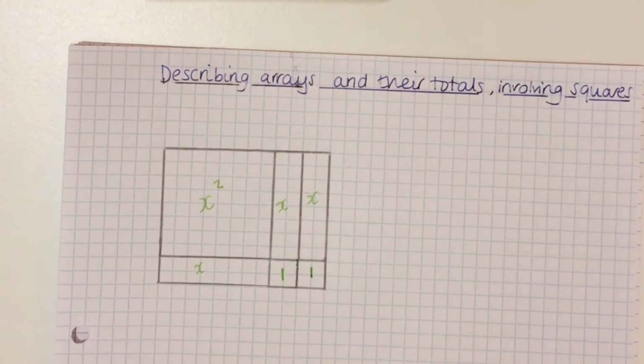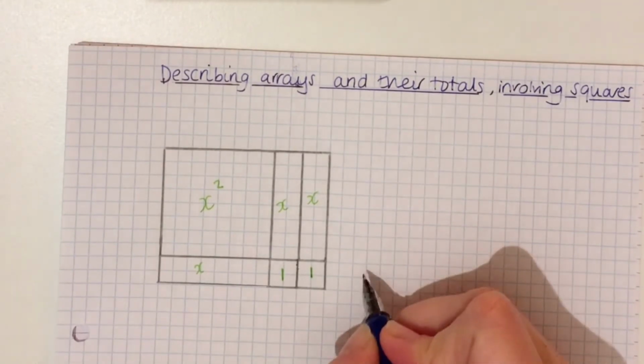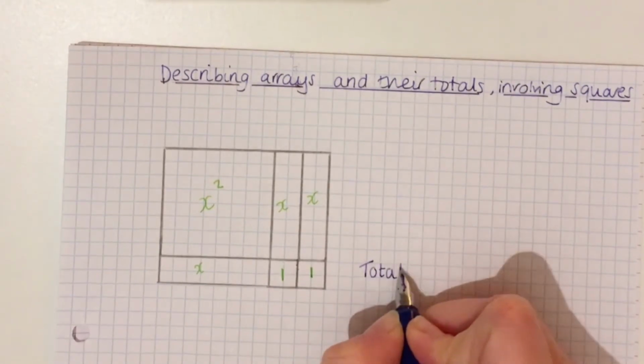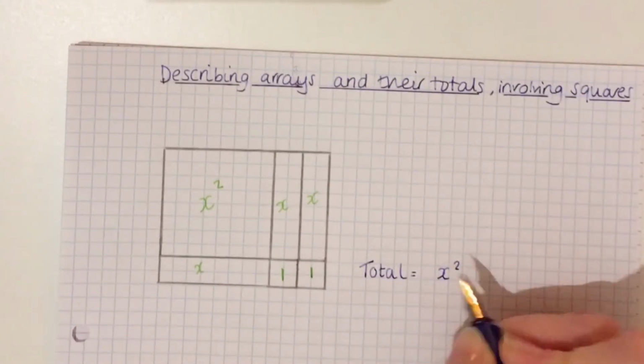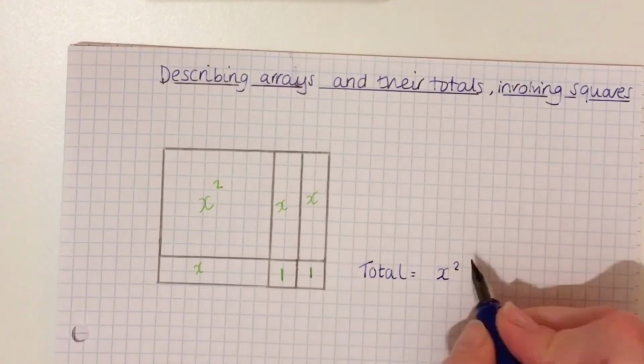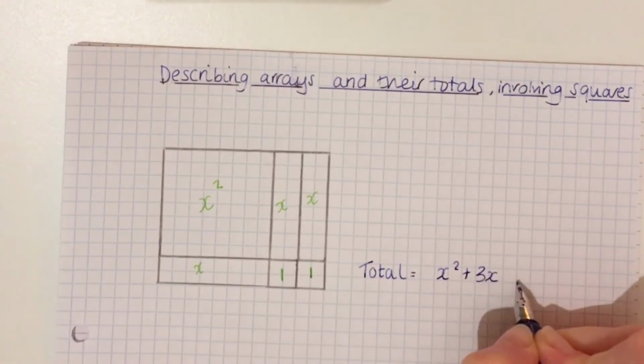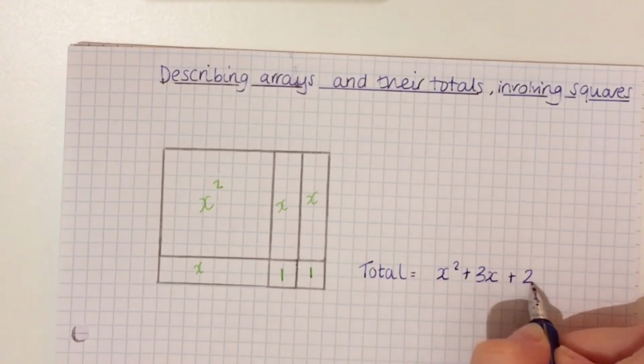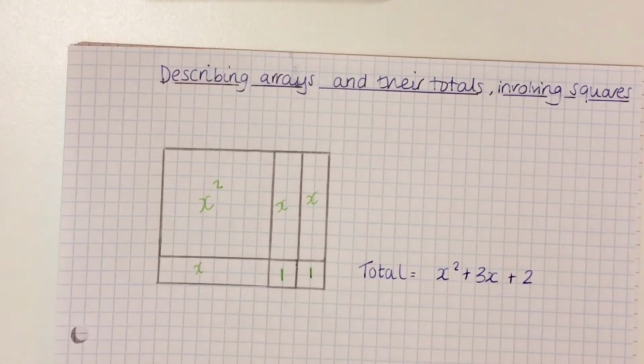First of all, I can write my total straight away without even thinking about it. The total for this will be x squared. How many x's have I got altogether? Well, I've got 3, so plus 3x, and then how many 1s? I have 2 of them. So that's how you would write the total of the array.